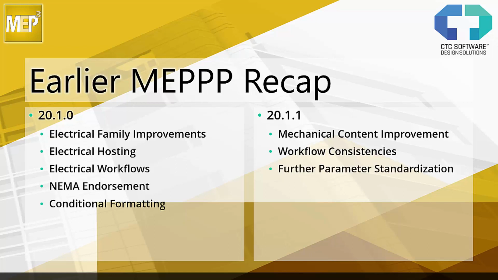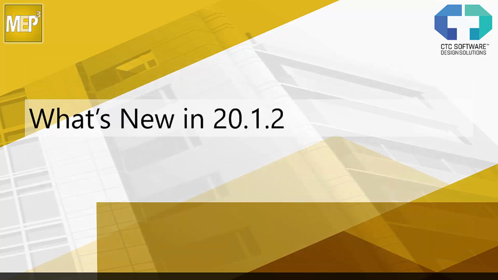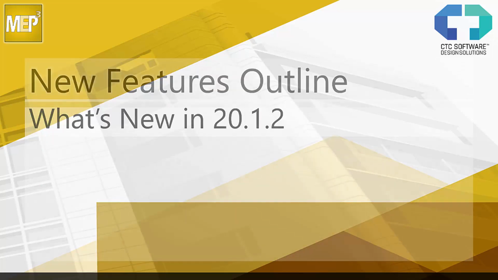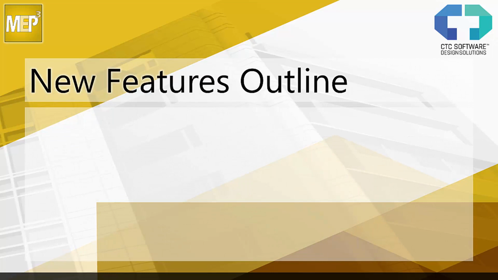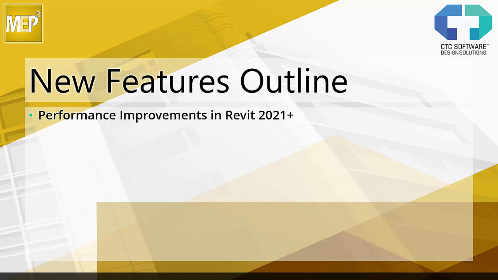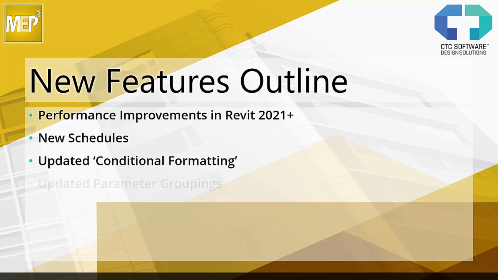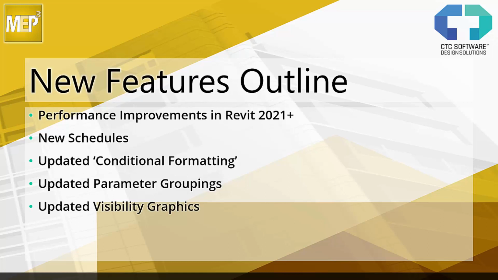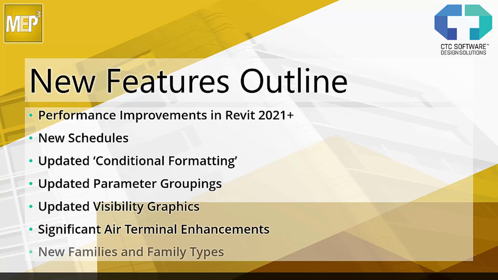In this one, we're going to talk about a couple of key aspects that relate to the .2 version of the pack that I'm sure you're going to want to get your hands on. First off, performance improvements in Revit 2020, Revit 2021 and newer. We've got a number of new schedules. There's some updated conditional formatting, updated parameter groupings, new visibility graphics updated through some of the views, significant air terminal enhancements on the mechanical and HVAC front, and new families and family types. We're going to talk about all of these in a little bit of detail here.